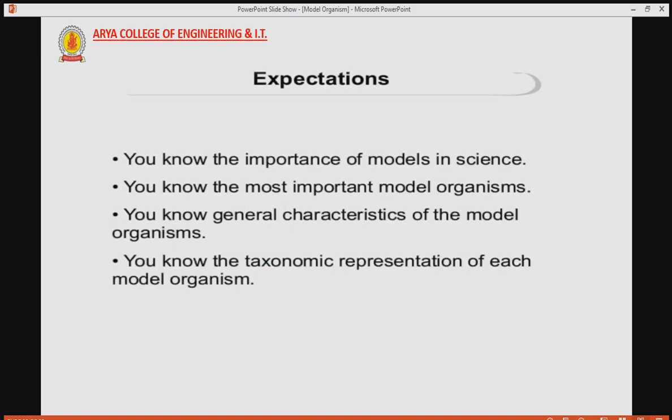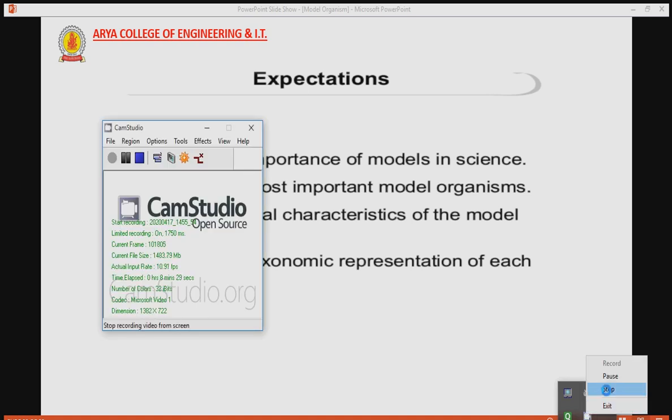So, these are all the model organisms. They are non-human organisms, but research is done on them for the benefit of humans. So, you know the importance of models in science. You know the most important model organisms. You know the general characteristics of model organisms, and you know the taxonomic representation of each model organism.